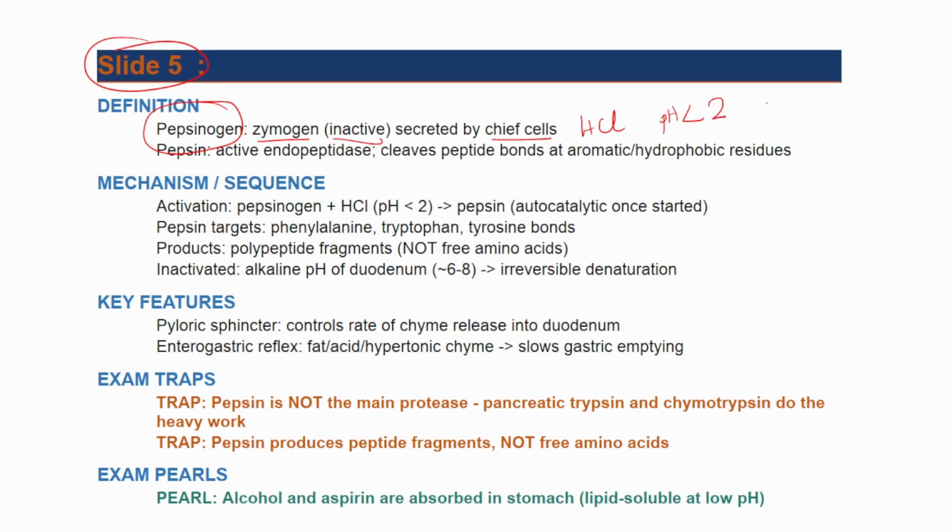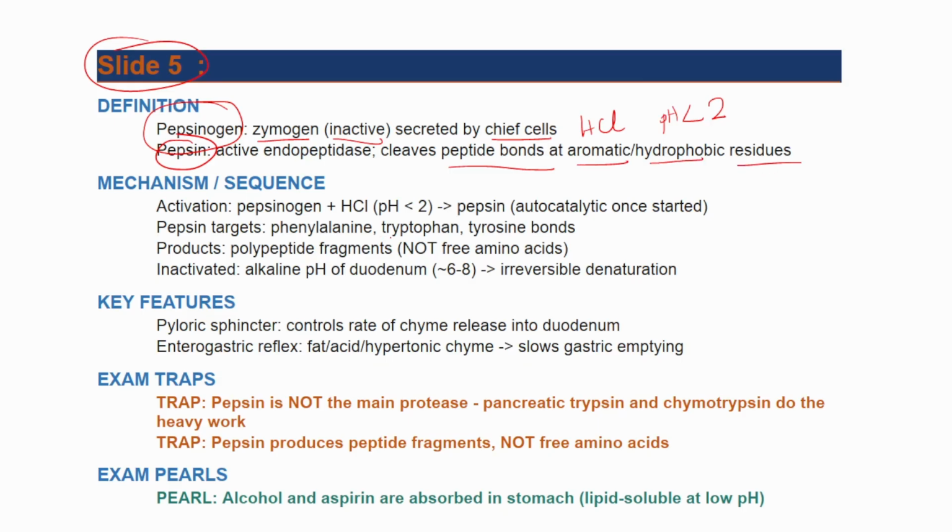Once activated, how do we classify this powerful enzyme? To get that answer, we come to pepsin. Functioning as an active endopeptidase, pepsin is biochemically specialized to cleave internal peptide bonds at aromatic or hydrophobic residues.